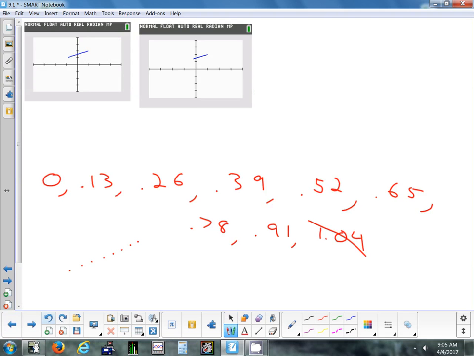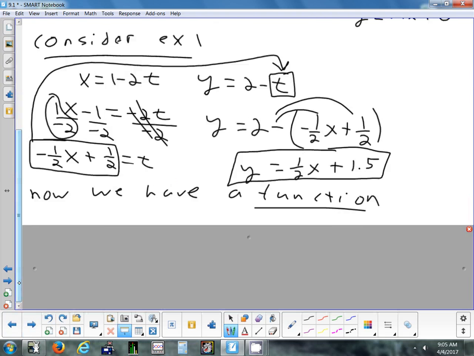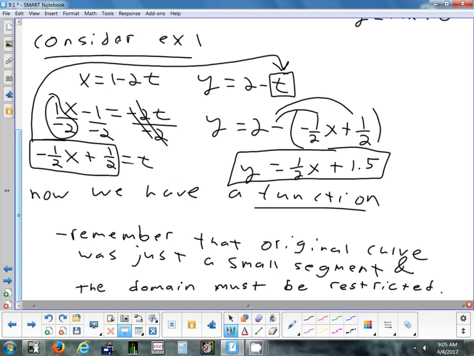So the important thing we have to make sure of whenever we eliminate the parameter is this. We have to remember that the original curve might not have gone on forever. It might have been limited. It might have had a start point and an end point. So what do you also have to write? You have to put down the domain for x. How do you know the domain? That's what we just did with the start point and the end point.